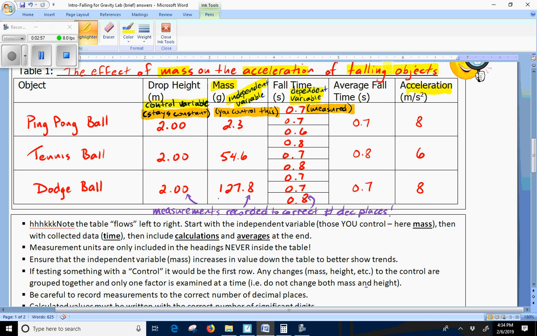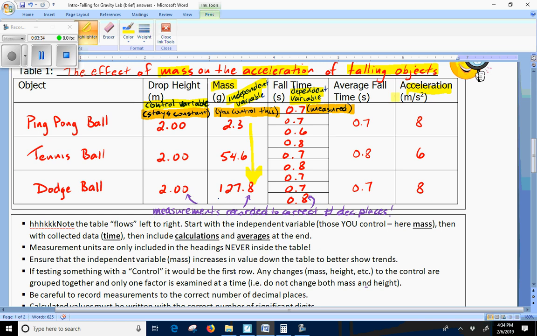You should tell me what the objects are doing as well. Now you want to make sure that the table flows. So you want to have any variables that you control on the left, and then any quantities that you're collecting, such as time, in the middle, and finally calculations and averages at the end. So let's take a look at our table here. We have our drop height, which is not changing. We have our mass over here. You can see it's increasing as well. That's very important. Then we have our measurements, our average, and finally we do a calculation with the average.